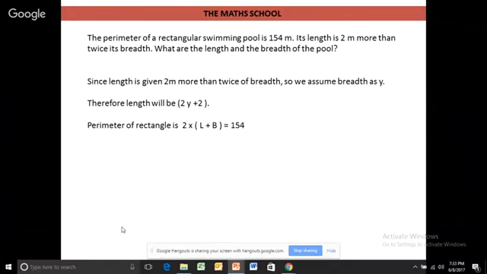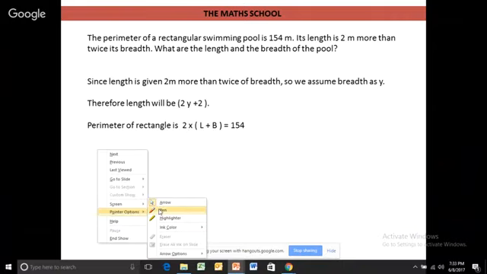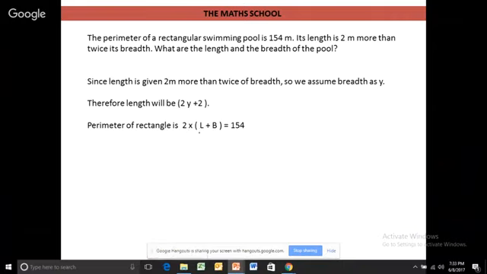So I have length as 2y plus 2. I have breadth as y. So what I will do, I will put length and breadth values in terms of y in this equation. Okay, so instead of this L, I will write 2y plus 2. Instead of breadth B, I will write y.